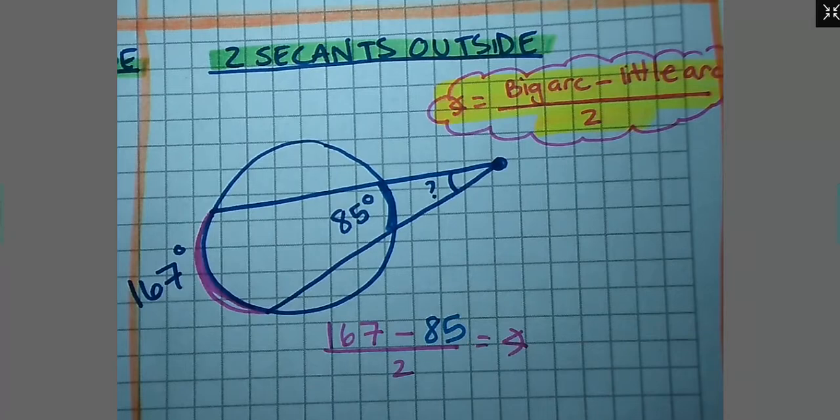So 167 minus 85, let me calculate that real quick. Y'all know I can't do mental math. Okay, that's going to be 82. So we're going to have 82 divided by 2, which is equal to 41 degrees.